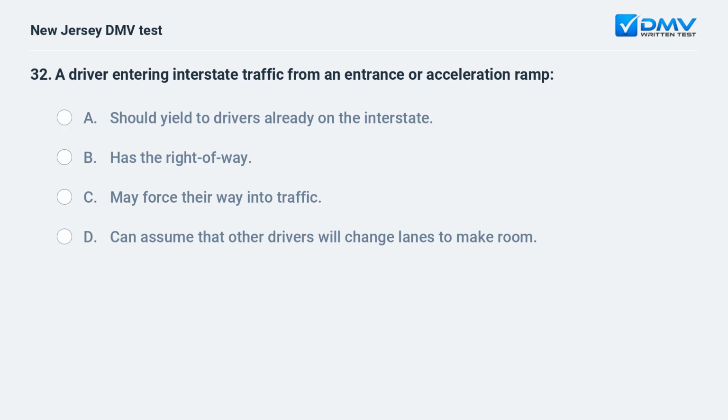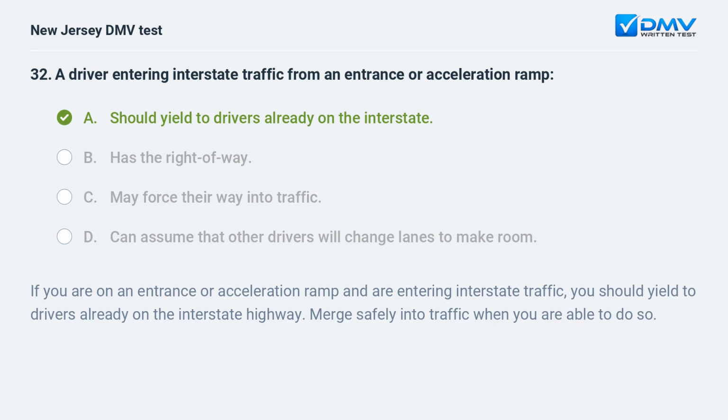A driver entering interstate traffic from an entrance or acceleration ramp? A. Should yield to drivers already on the interstate. B. Has the right of way. C. May force their way into traffic. D. Can assume that other drivers will change lanes to make room. A. Should yield to drivers already on the interstate. If you are on an entrance or acceleration ramp and are entering interstate traffic, you should yield to drivers already on the interstate highway. Merge safely into traffic when you are able to do so.